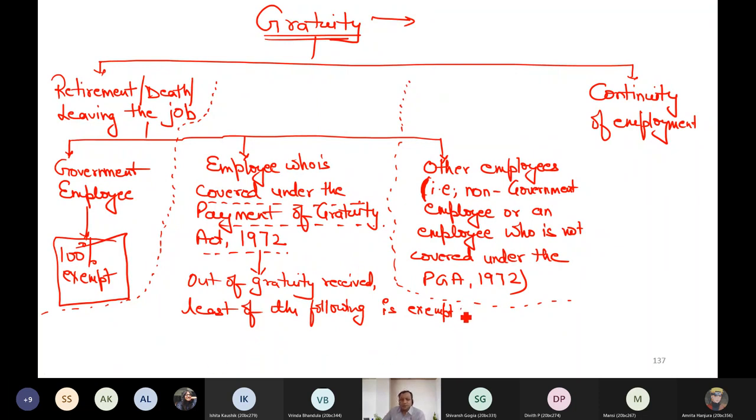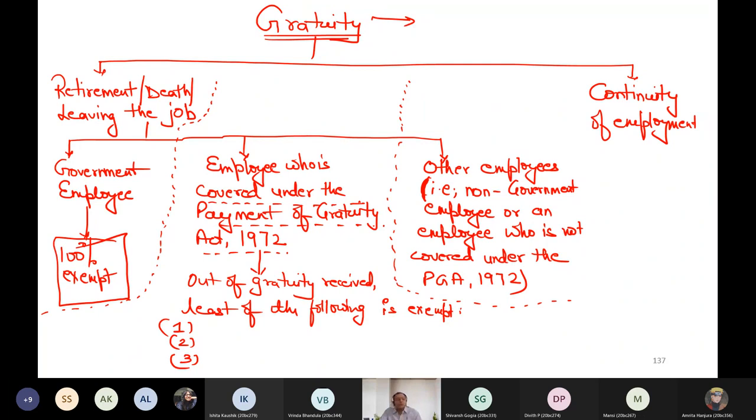Least of the following is exempt. So I will tell you 3 points now. In the working note, you have to compute these 3 points. For example, suppose I am in a private sector and I am covered under the Payment of Gratuity Act. I received 20 lakh rupees at the time of retirement. Then the question arises, will I include 20 lakh in my salary or not while paying tax to the government? The answer depends upon this working.